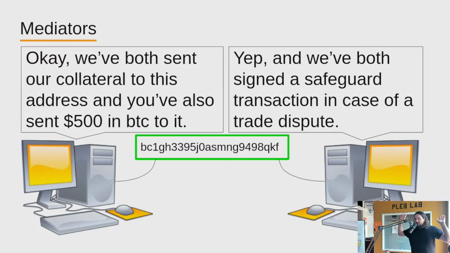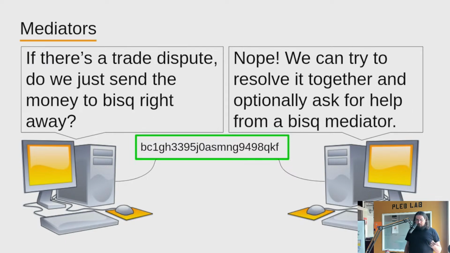So don't get mad at me this time, Bisq. I corrected that thing. Okay, so then they've got something called mediators. So let's say that we both put some money into this address. If there's a trade dispute, we might not immediately need to send the money to Bisq for arbitration. Bisq has people on its team called mediators who can come in and try to resolve it without taking the money from you.